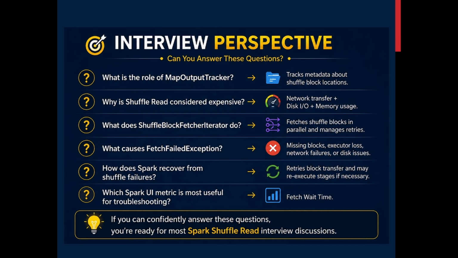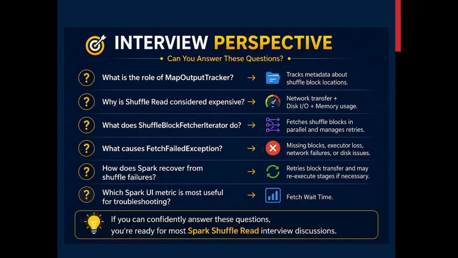Question 5. How does Spark recover from shuffle fetch failures? The answer is, Spark retries fetching the block. If retries fail, Spark may rerun previous stages to regenerate the missing shuffle data. Question 6. What metrics would you check for shuffle-related performance issues? The answer is, I would check remote blocks fetched, remote bytes read, shuffle read size, and especially fetch wait time in Spark UI. If you can confidently answer these 6 questions, you're already ahead of many Spark candidates.